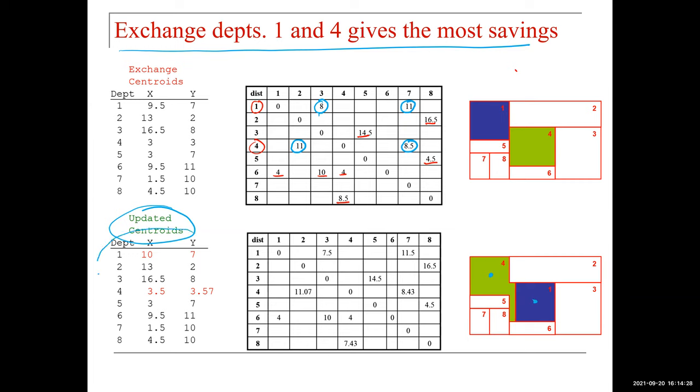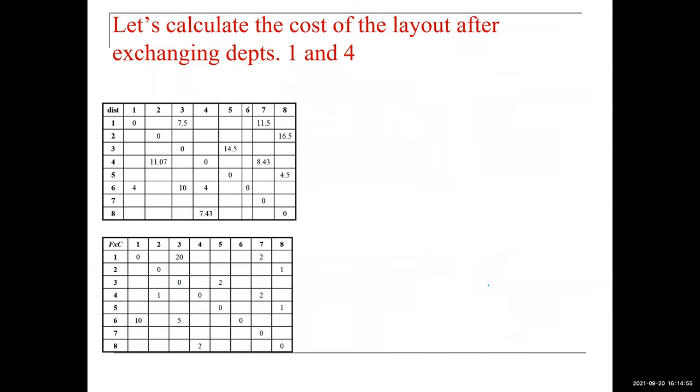And that's what you're observing here. You see these two are decimal numbers, or include decimal numbers. And those are the centroids associated with this weird shape here. But after finding the best exchange, you have to update the centroids. And then using that information, we can compute the cost again. So the cost associated is again the distance times the reward.